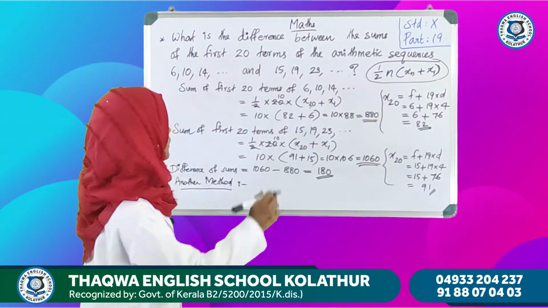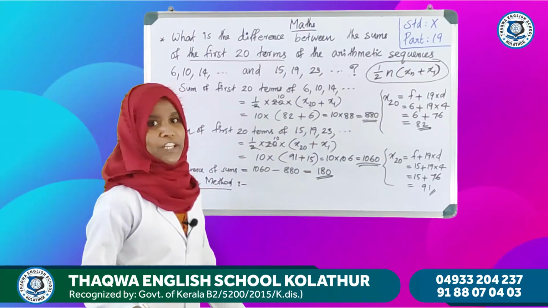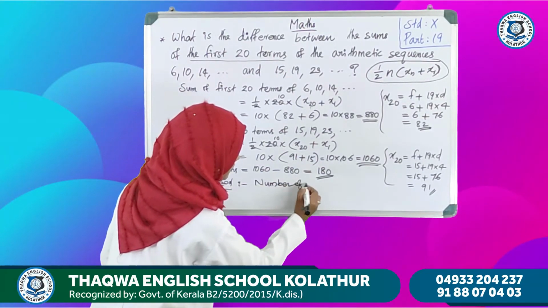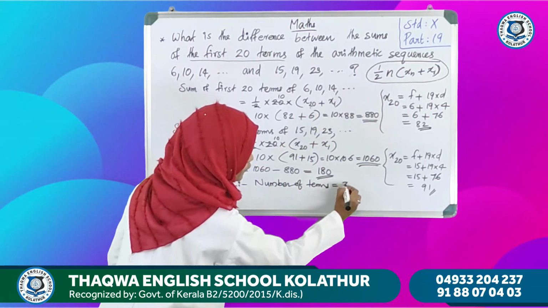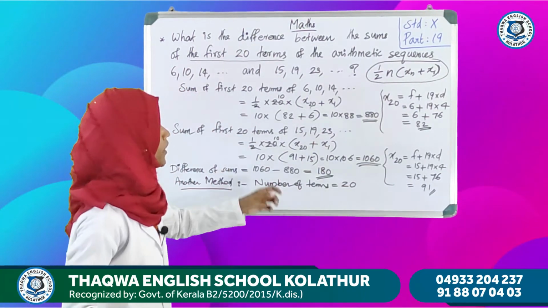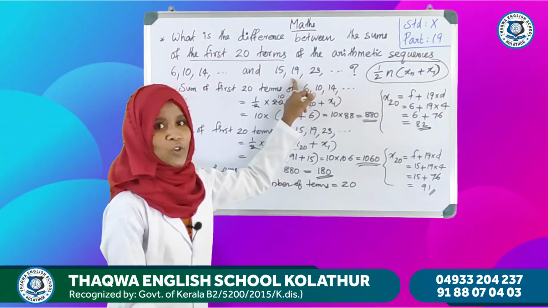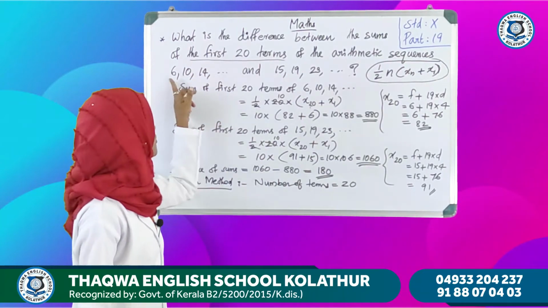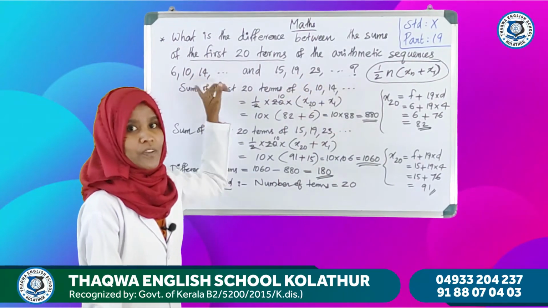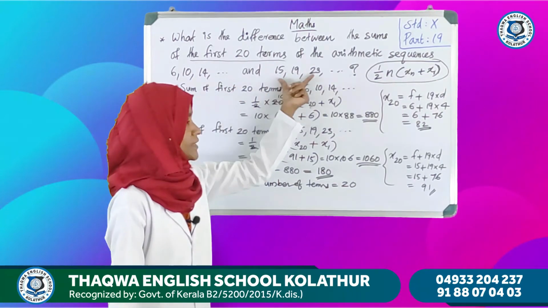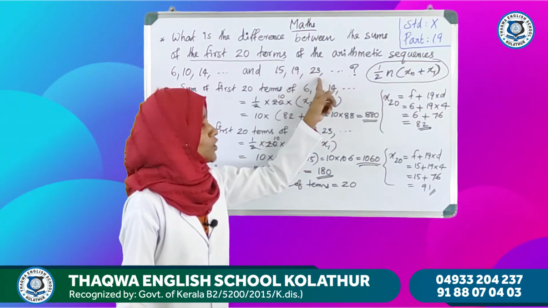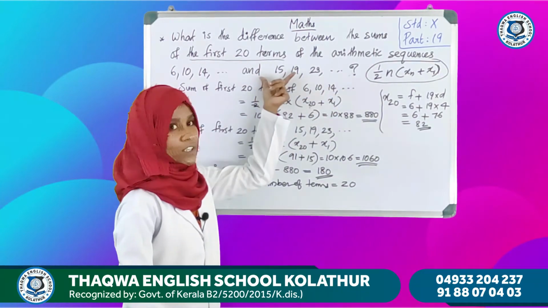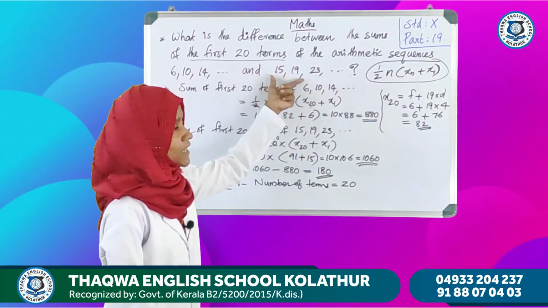Okay. Now, same as in the last question, we can do this question in another method. Here also you are given the sum of the first 20 terms, so the number of terms is 20. Now the common difference of both sequences is equal. What is the common difference of our first sequence, 6, 10, 14, etc.? The common difference is 4. In the second case, 15, 19, 23, here also the common difference is 4. So the common difference of both sequences is equal.